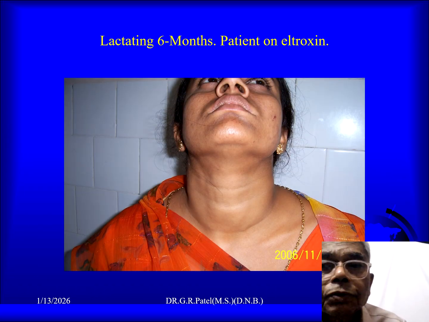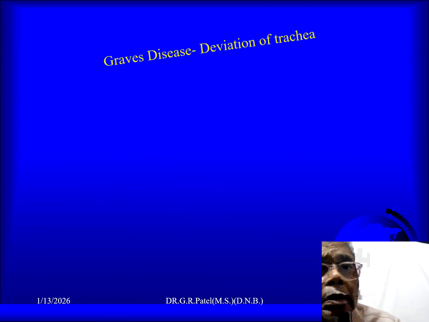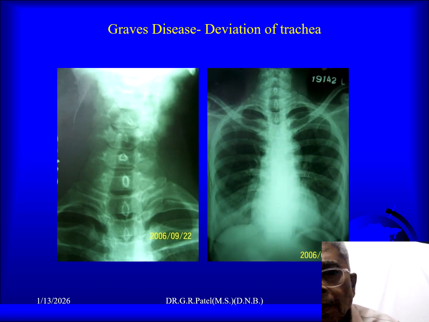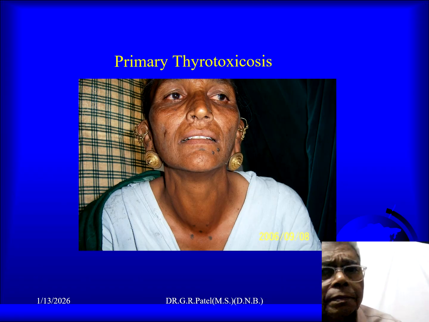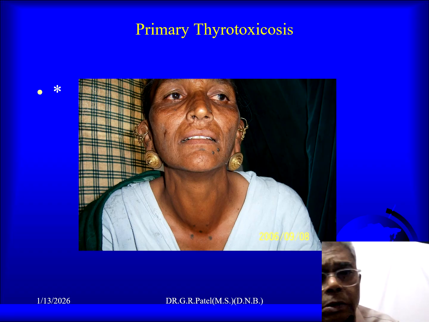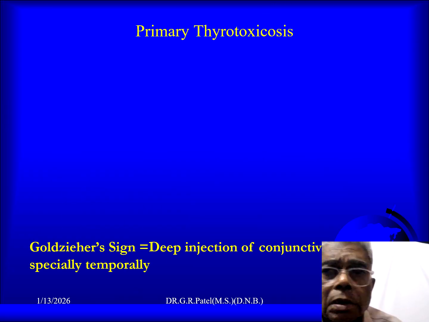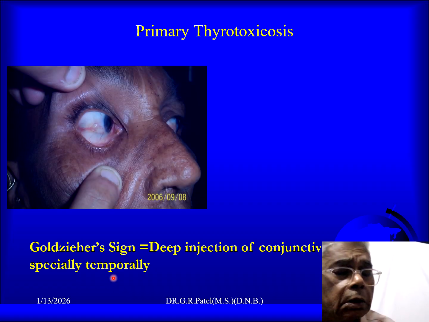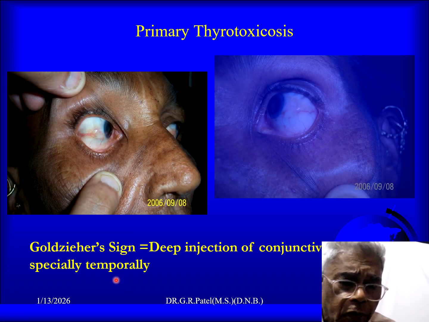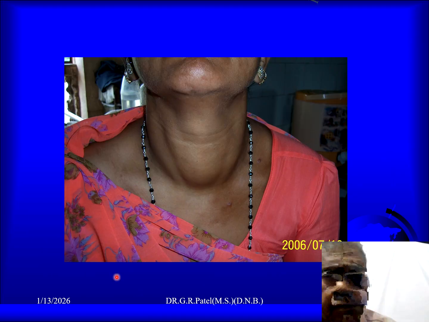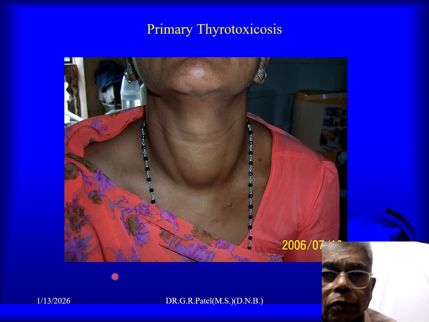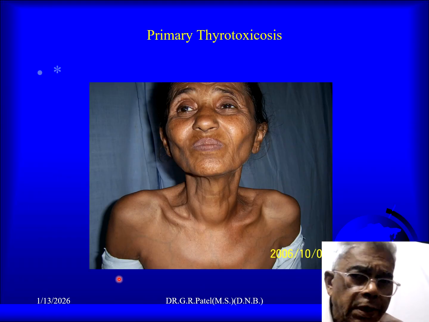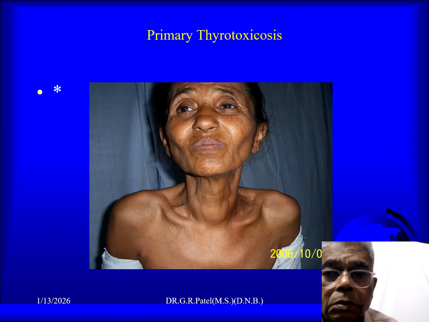Lactating, 6 months, patient on eltroxin. Graves disease, deviation of the trachea. Primary thyrotoxicosis patient. This is Gould's sign. Deep injection of the conjunctiva is visible, especially temporally. Gould's sign, a sign of thyrotoxicosis. Primary thyrotoxicosis patient. No exophthalmos.